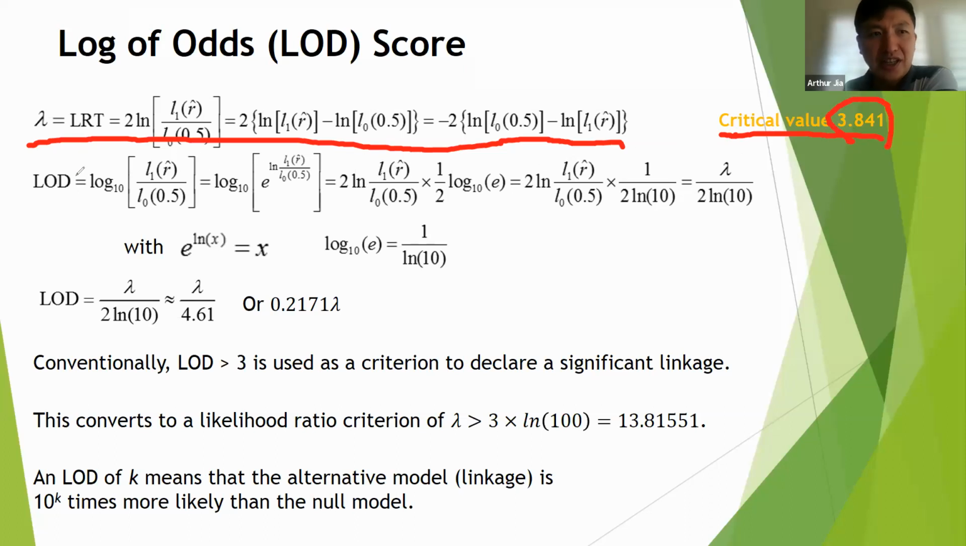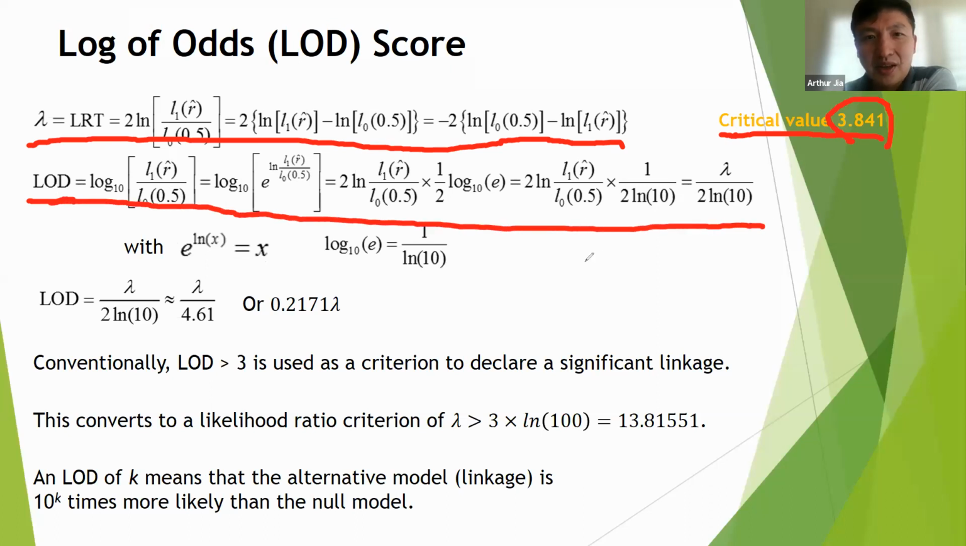So instead of using the lambda, we use something called the likelihood odds, the lod value. I kind of forgot the full name of this. This is the lod score. The lod score is actually another statistic which is transformed from the lambda, as you can see from here.